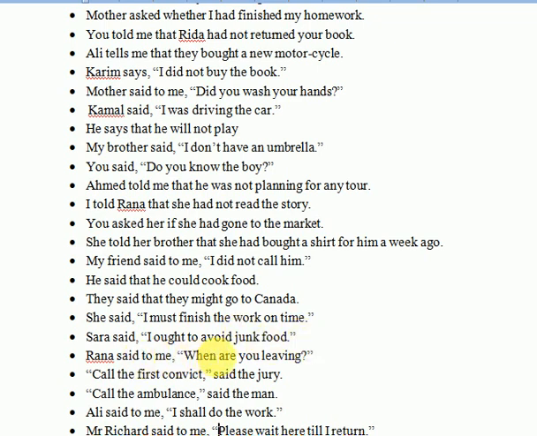Sarah said I ought to avoid junk food. Sarah said. So ought to does not change. If you remember, I told you that the modal verb ought to does not change. That would remain the same. Sarah said that she ought to avoid junk food.